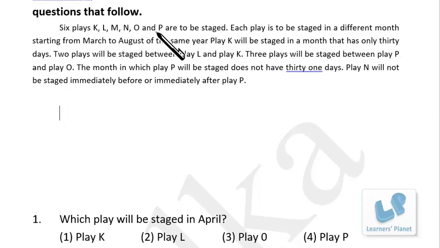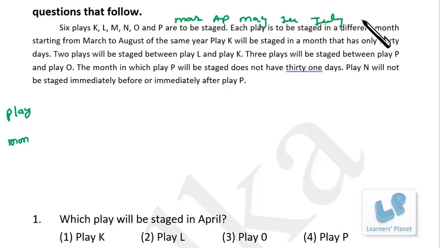6 plays K, L, M, N, O, P are to be staged. Each play is to be staged in a different month starting from March to August of the same year. So play and month. Play K will be staged in a month that has only 30 days. So from March to August: March, April, May, June, July, August. So we have June and April in which 30 days are there.